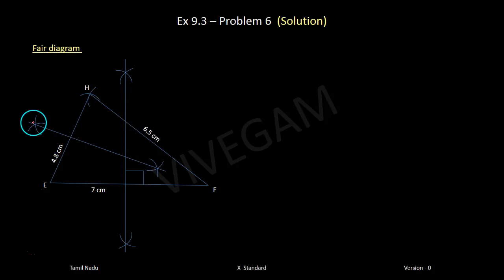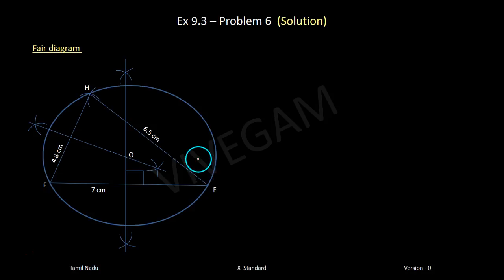Similarly, draw a bisector of EH. They both intersect at one point, that is O. Then with O as a center, OE as radius, or OH or OF as a radius, draw a circle. All three are equal. Now you get this circle. So out of the 4 points, we now know 3 points. Only the last point remaining is G, and G has to be on this circle.